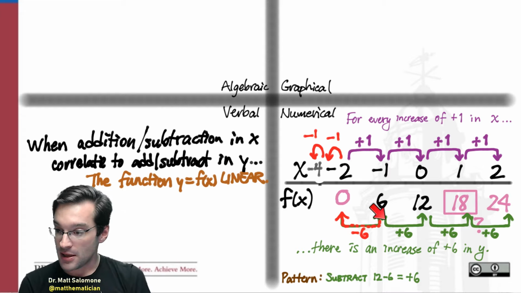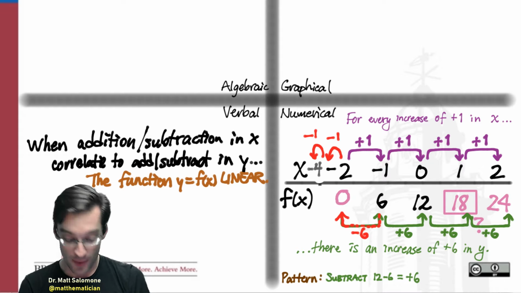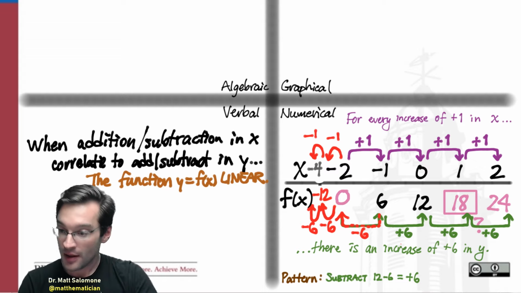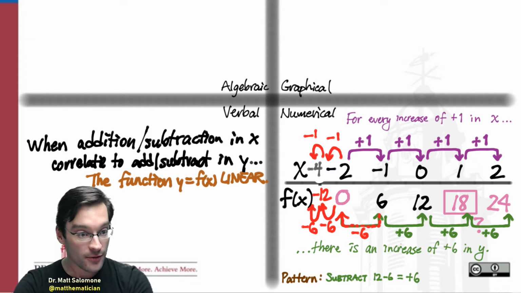But as we were seeing down here, every time I move to the left by 1, every time I subtract 1, I should be subtracting 6 from my y value. And so if I want to move to the left twice, every time I subtract 1 from x, I'm going to subtract 6 from f of x. And so I'm going to go 0 minus 6 and get -6, and subtract 6 one more time, I'm going to get -12. And so the y value for x equals -4 would be y equals -12.